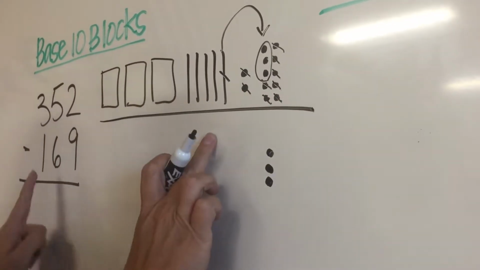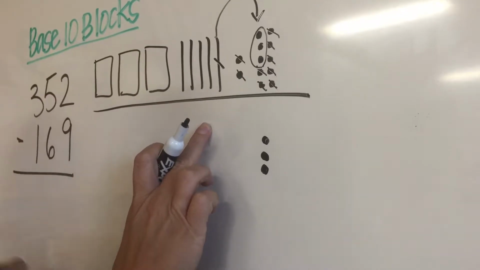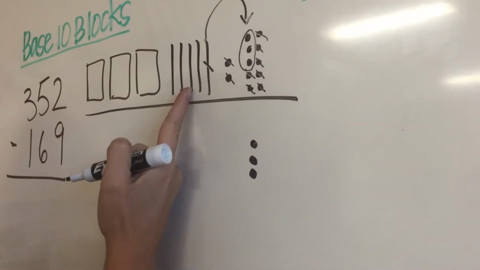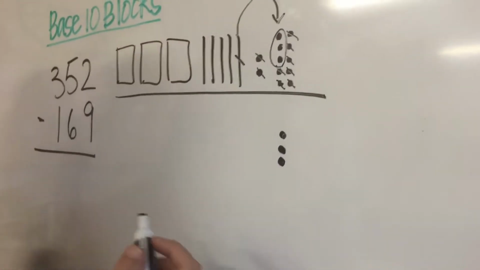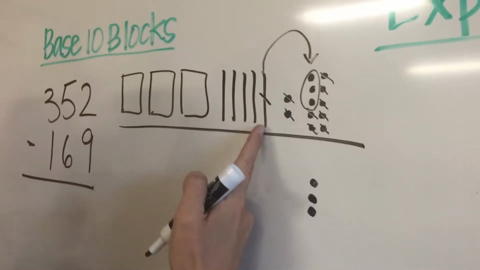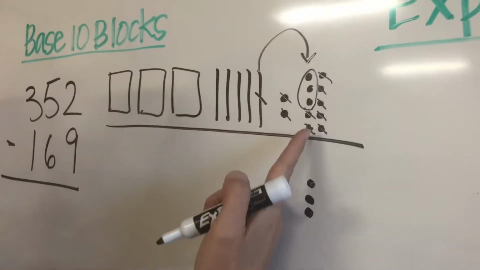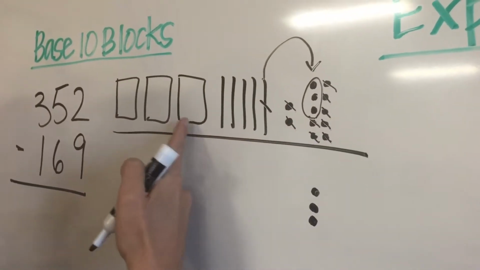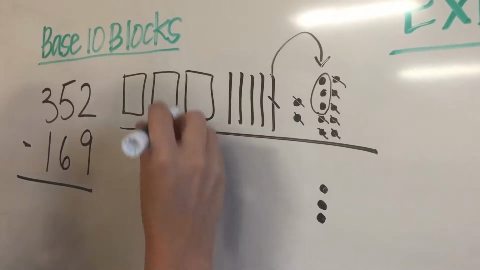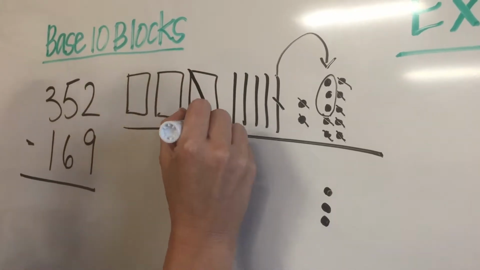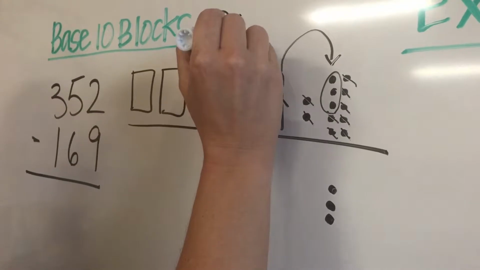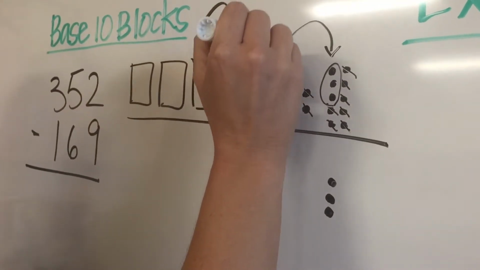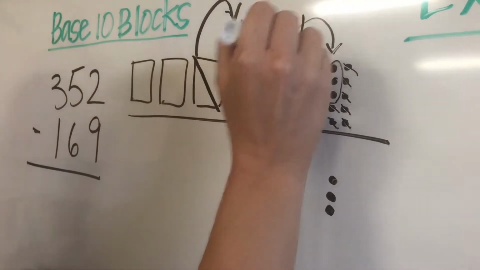Okay, now I need to take away 6 tens. So let's think. 1, 2, 3, 4. I only have 4 tens left. So kind of the same thing that we did over here where we borrowed a 10 and moved it over to the ones. We need to borrow 100 and move it over to the tens. So I'm going to borrow the 100 and trade it for 10 tens. 1, 2, 3, 4, 5, 6, 7, 8, 9, 10.